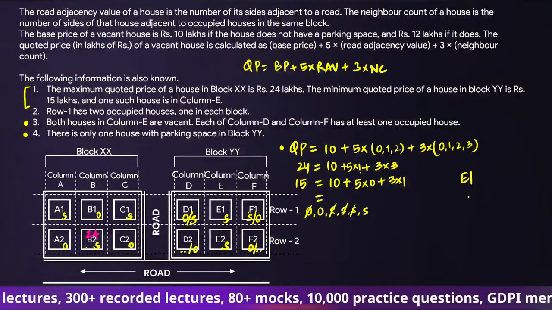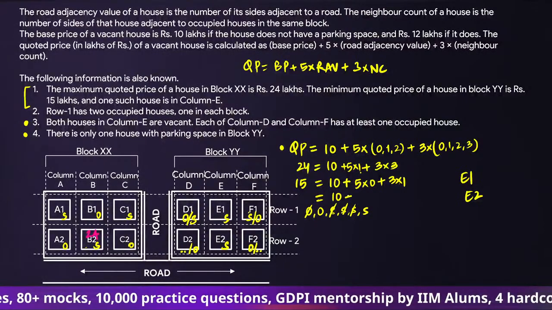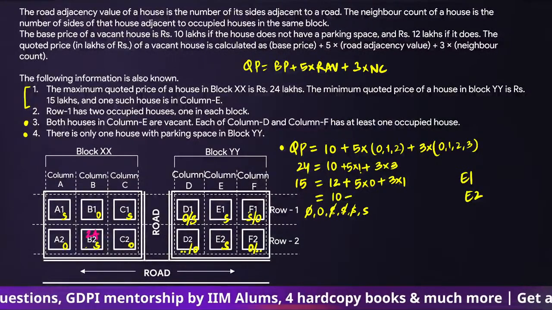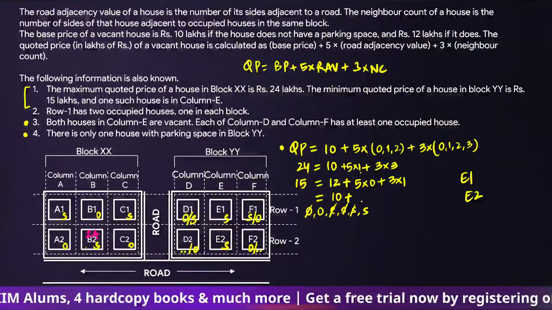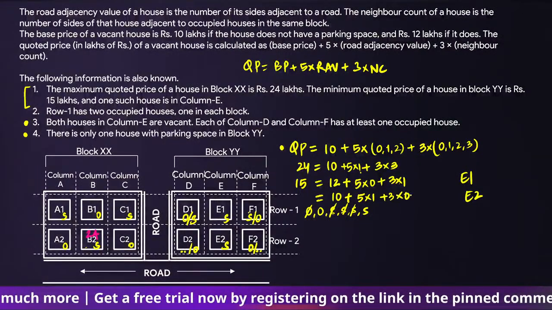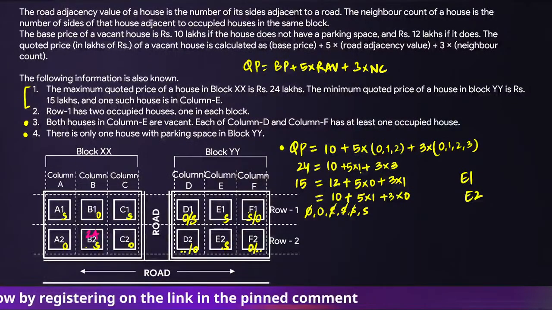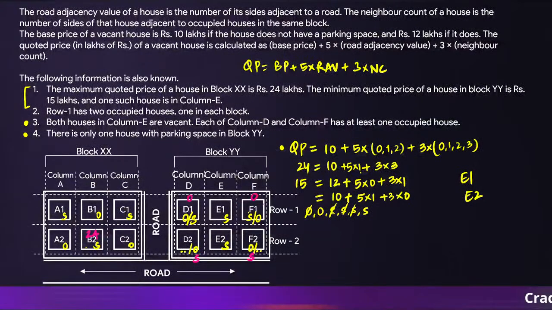Okay, what if we take E2? If we take E2, so that is going to give us, sorry, 10 नहीं था, ये 12 था. If we take E2, so 15 के लिए, I can write this as 10 plus 5 into 1 plus 3 into 0. So for E2, what will happen is, if I consider this for sale, so there is no parking space, it is beside the road and there are no houses. So this is definitely for sale. This is definitely for sale. That means they both are definitely occupied.